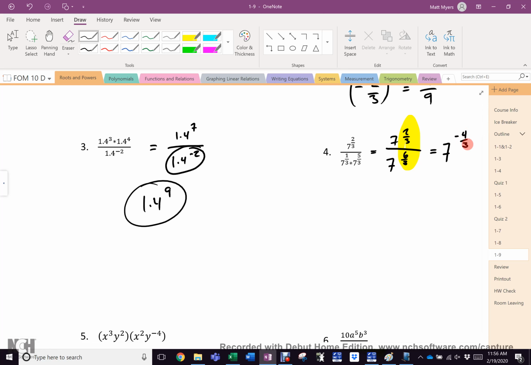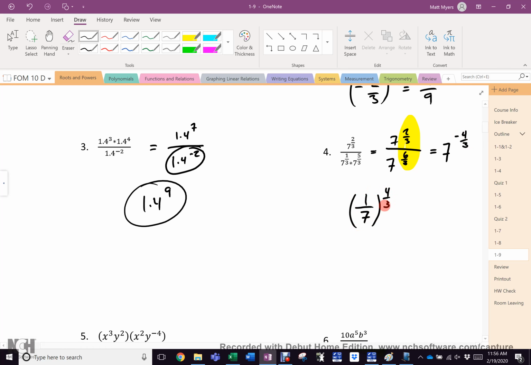How can we make it 3 out of 4? Does it just turn into 7 to the 7? Nope. You reciprocate it because negative exponents cannot exist. So it becomes 1 over 7 to the positive 4/3. That gets you 3 out of 4.